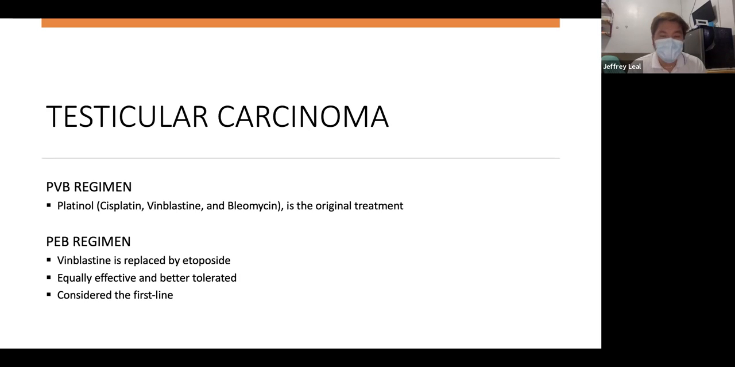For testicular carcinomas, you can use the PVB regimen, which includes your platinol, which includes your cisplatin, vinblastine, and bleomycin, which is the original treatment. But now, ang ginagamit na is your PEB regimen. The vinblastine is replaced by your etoposide. It is now considered the first-line treatment, and it is equally effective and better tolerated.